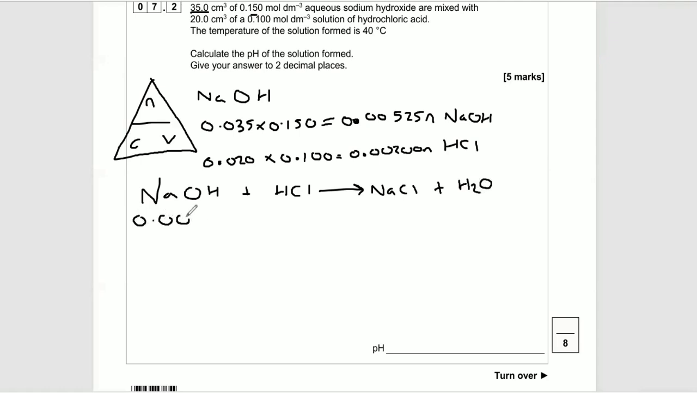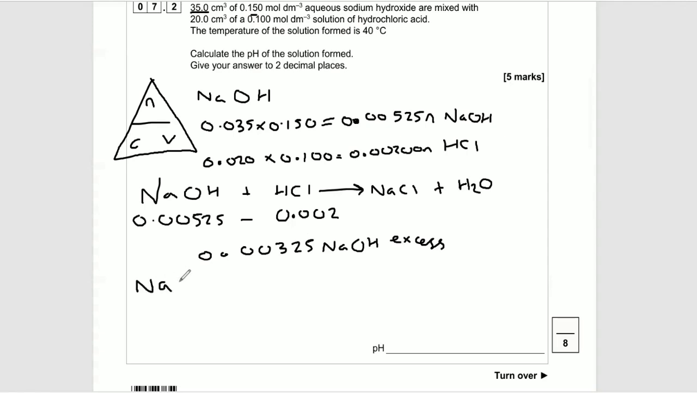That means that we're going to use all of that hydrochloric acid up, but we're going to have some leftover sodium hydroxide, right? Because we had 0.00525 moles of sodium hydroxide. Take away the 0.002 moles of hydrochloric acid, you're going to be left with 0.00325 moles of sodium hydroxide left over. So now we can use the KW business. We've got the moles of sodium hydroxide. We now need to work out the concentration of sodium hydroxide.